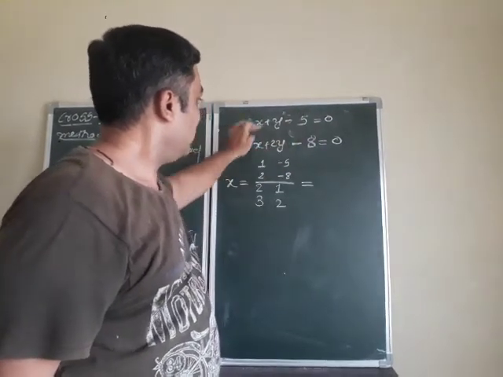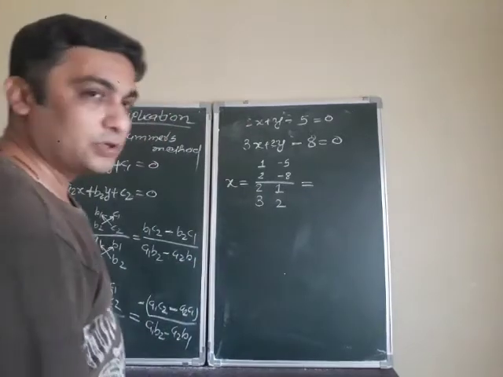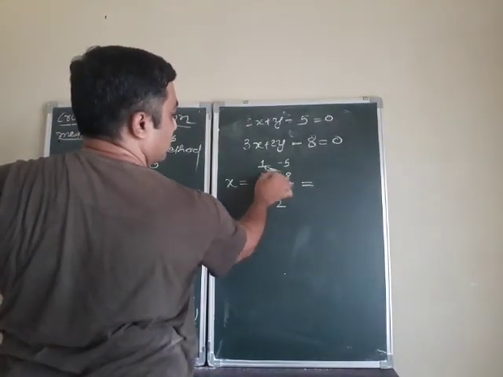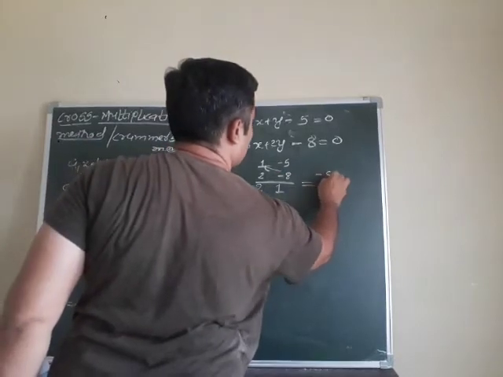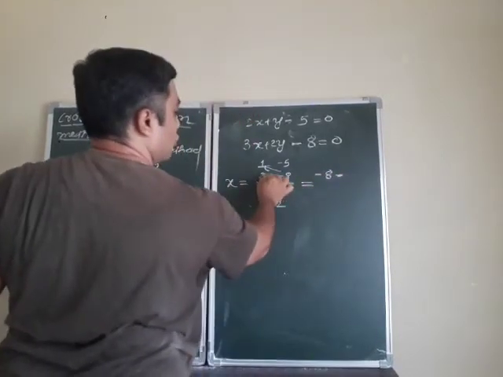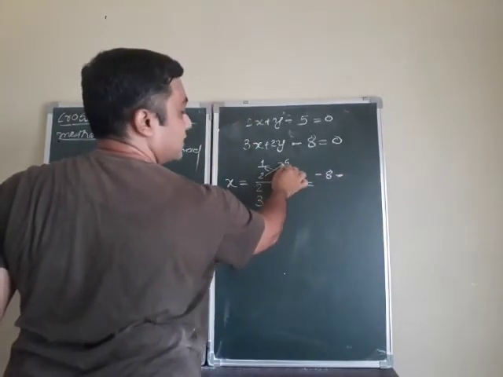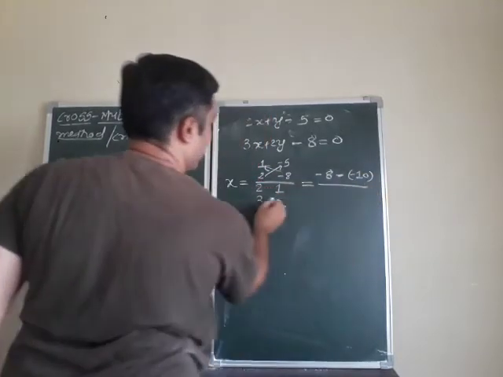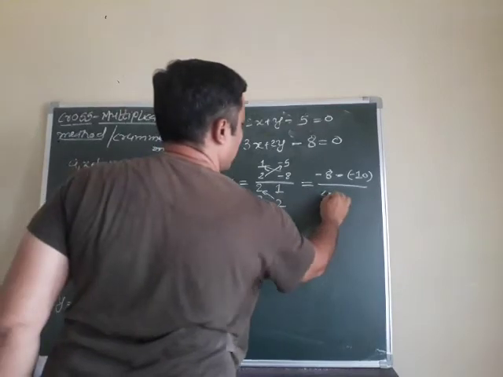So 2 3 1, 2 3 1. Clear? Now do the cross multiplication. Minus 8 into 1 is minus 8. Minus 2 into minus 5: 2 into minus 5 is minus 10, upon 2 into 2, which is 4.